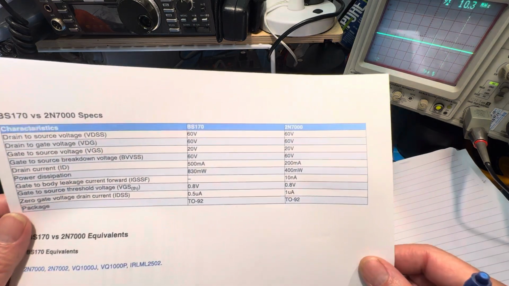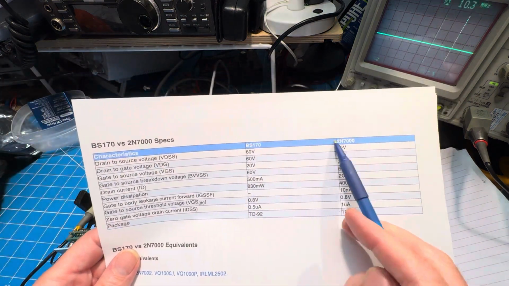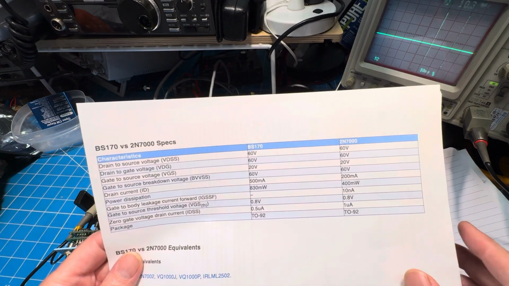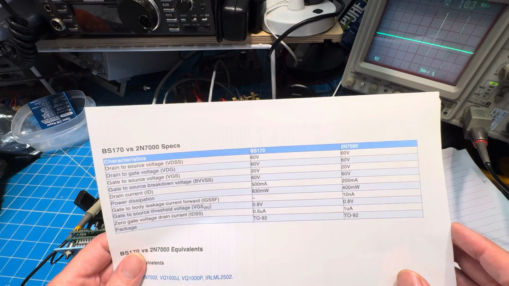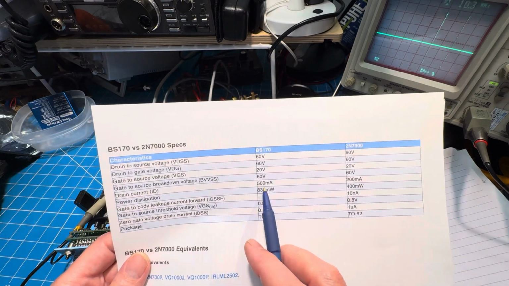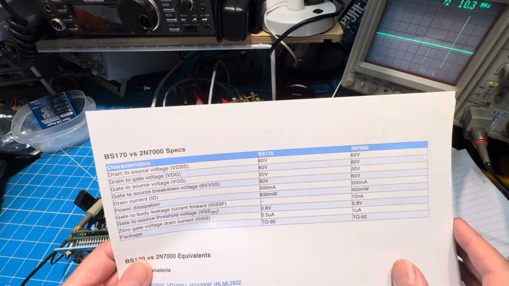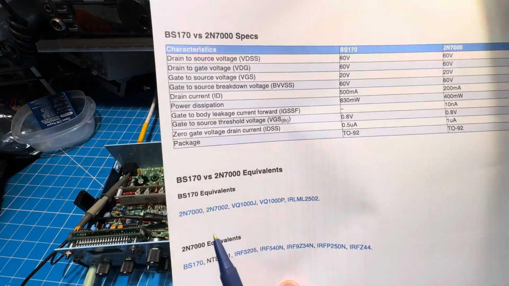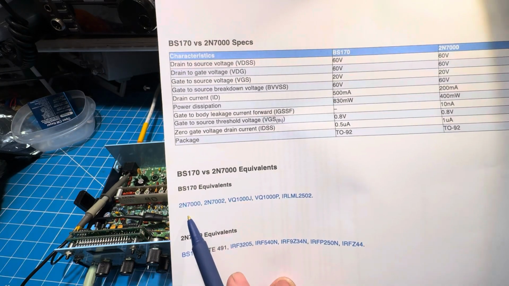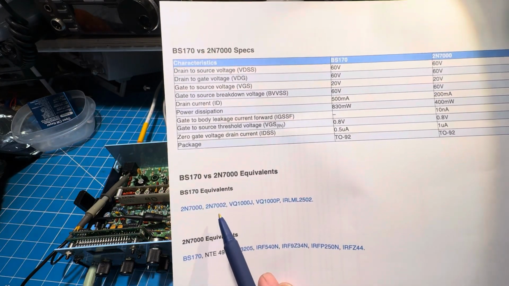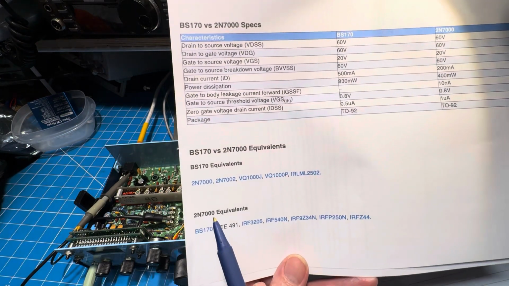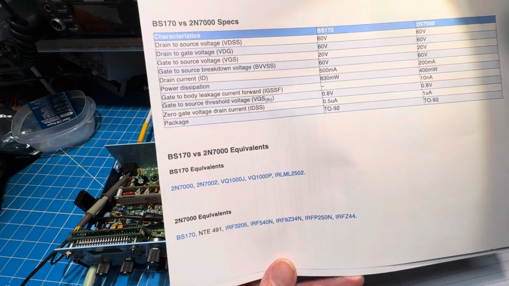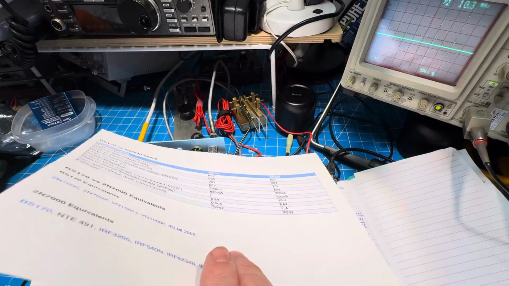I also have a spec sheet that shows that the BS-170 and the 2N7000 are pretty similar. The 2N7000 is a little bit lighter weight for drain current, quite a bit. If you need a half amp, you can do a BS170. And then here's that equivalent list where you can see BS170 is equivalent to 7000, 7002, and a bunch of others. And then 7000s are equivalent to another long list of IRF parts. So that's what I have.